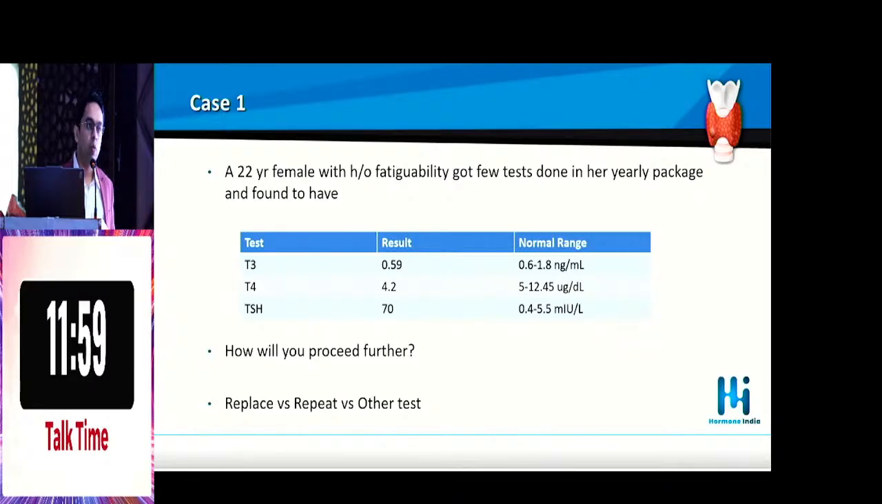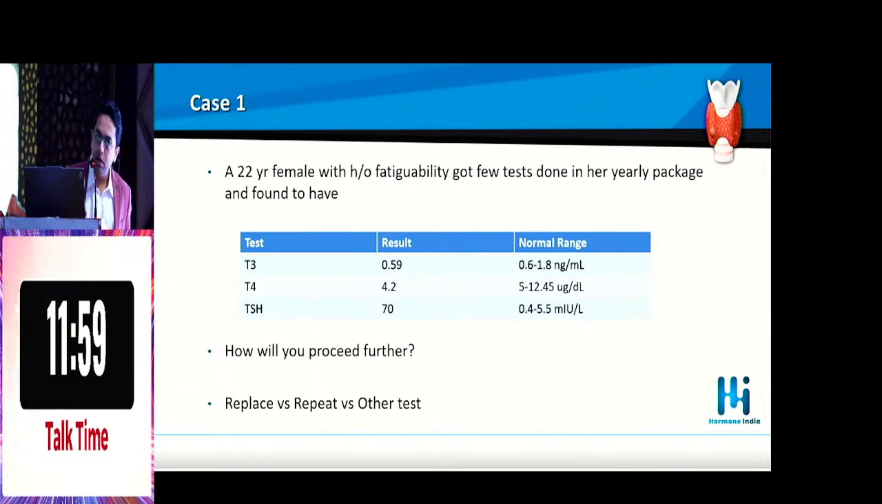So let's start with case 1. Here we have a 22-year-old female with fatigability, who got a few tests in a yearly package. T3 was 0.59, slightly lower, T4 4.2, lower, TSH 70. So clearly a case of primary hypothyroidism, right? Do you want to replace, that means start treatment? Do you want to repeat the test? Do you want some other test?